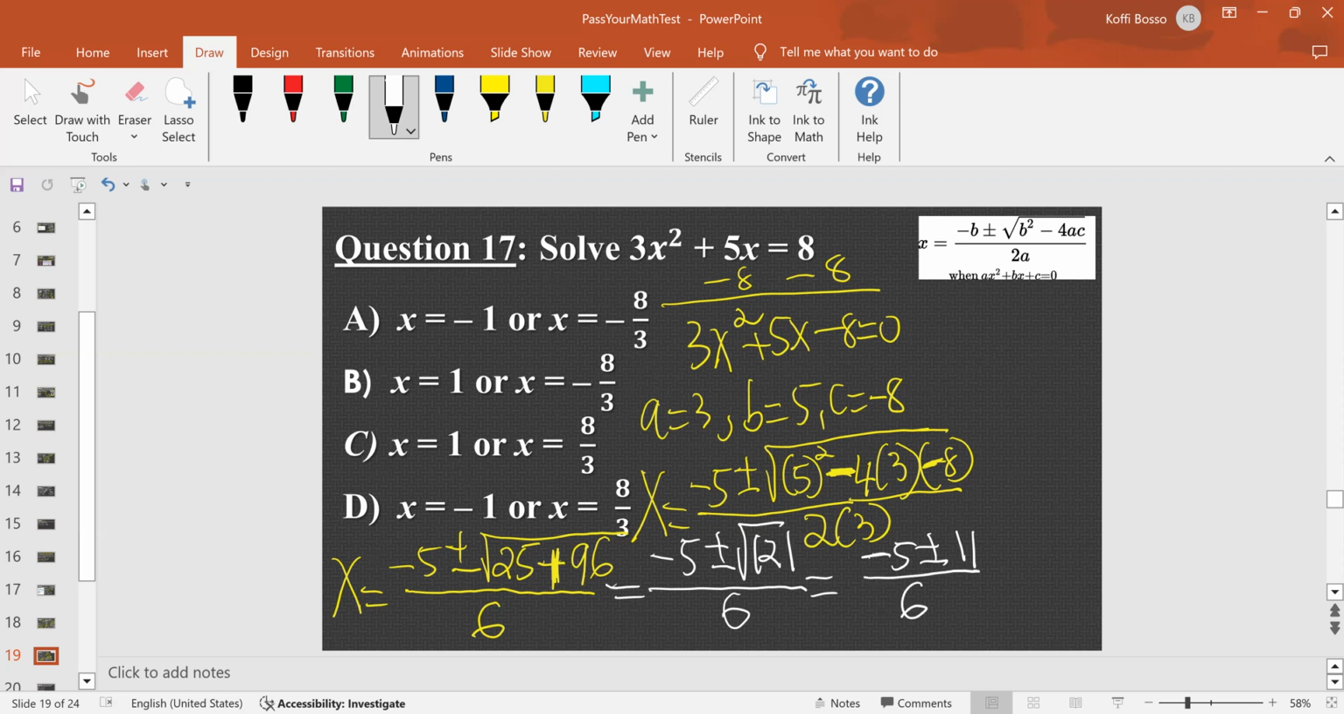So this is telling me that you're going to have two solutions. The first one is negative 5 plus 11, divided by 6. And if you do that, that gives you what?